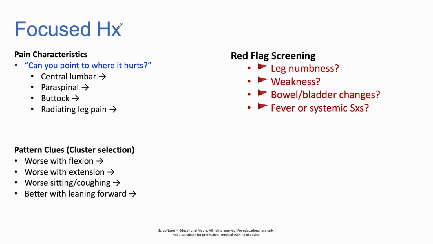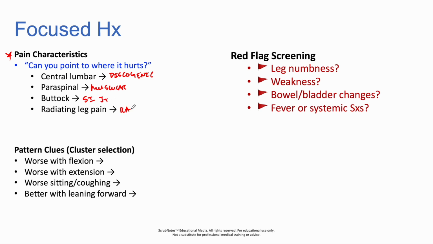The history already gives us powerful clues. One of the most powerful questions is, where exactly does the pain travel? Pain patterns narrow the differential significantly. Central lumbar pain often suggests muscular or mechanical causes. Pain radiating down the leg raises concern for nerve root involvement.